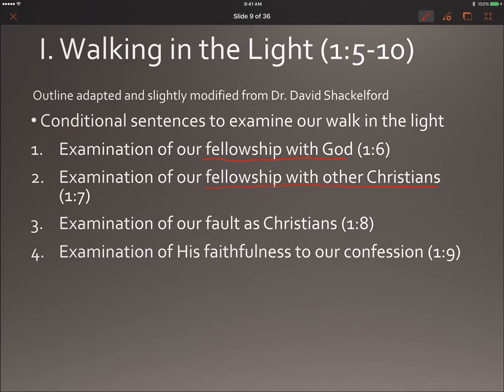If we're walking with God, if we're relating to God in the right way, if we're right with God, we'll be right with other people, and vice versa. If we're not right with our brother or sister in Christ, we're not right with God. So it all really works together. Also, examine our fault with Christians.